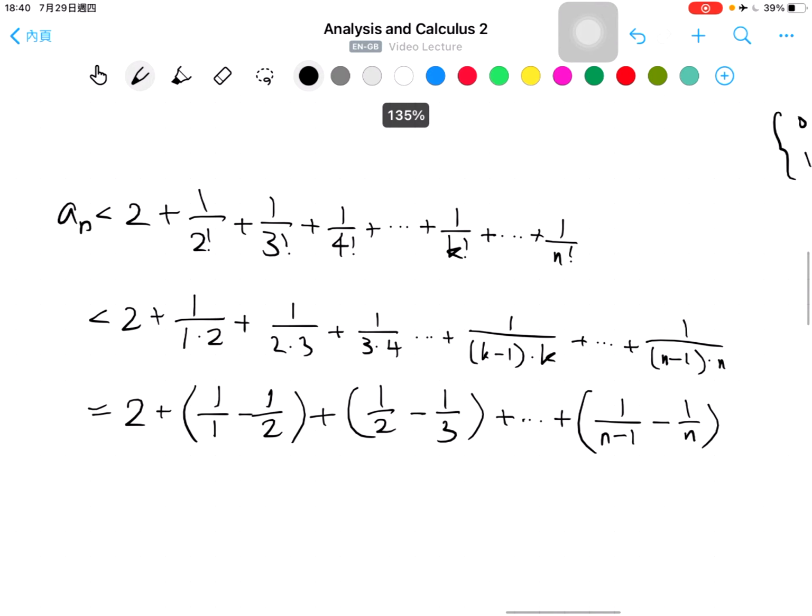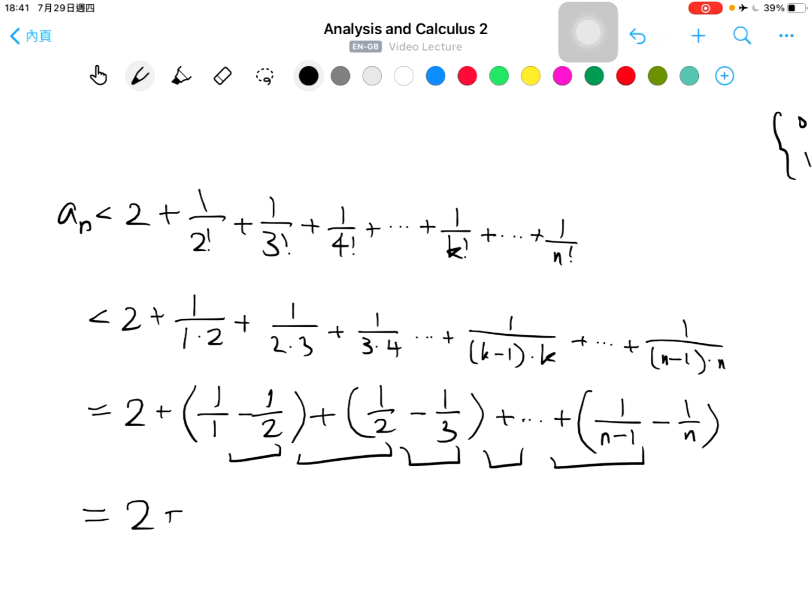Now this is a telescoping series, a telescoping sum actually. What do I mean by that? Telescoping means you have negative 1/2, positive 1/2, negative 1/3, positive 1/3, and so on. These terms are all going to cancel all the way up to here. So we are left with what? We're left with 2 plus 1 over 1, and 1 over 1 is 1, and then we are left with this minus 1 over n.